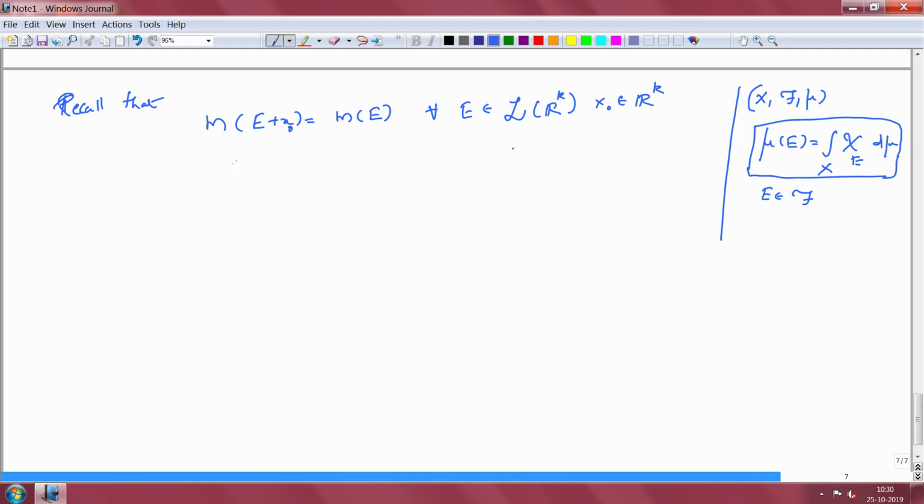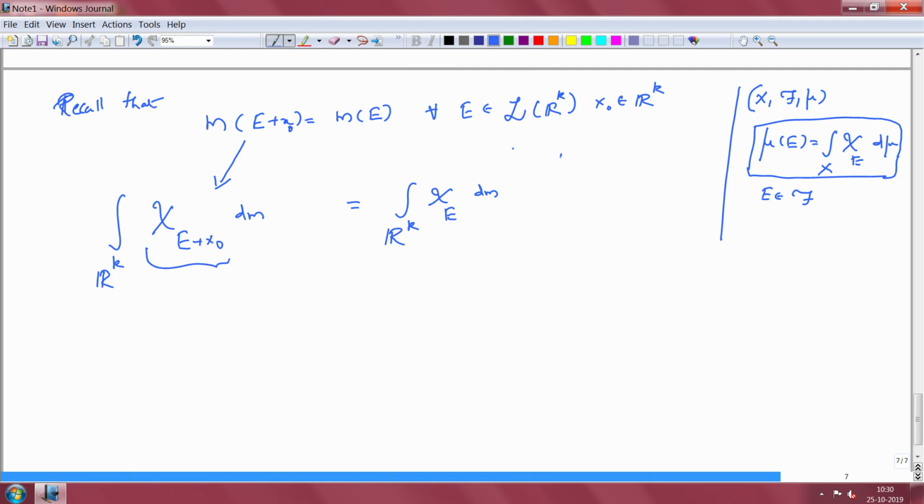Let us look at the left hand side. The left hand side is the indicator of E plus x naught, integrated over R k with respect to the Lebesgue measure dm. On the right hand side, it is simply the integration of chi E with respect to Lebesgue measure. But let us look at this function.